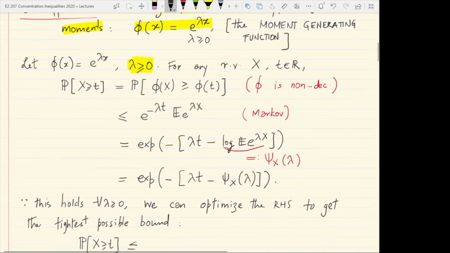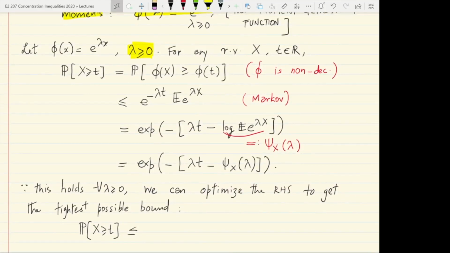Now notice that when we did this derivation, all that we needed was to choose a lambda which is greater than or equal to 0, and for every choice of lambda you get a bound on the right hand side for the same event x greater than or equal to t. Since this holds for all non-negative lambda, we can optimize the right hand side, which is the highlighted thing. You can think of optimizing this over all possible choices of lambda greater than or equal to 0 to get the tightest possible bound.